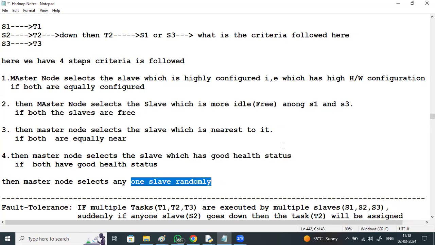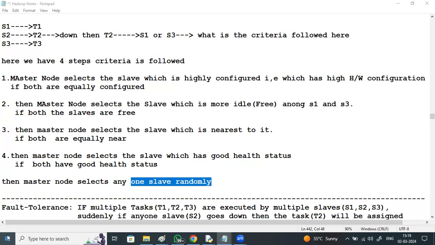So there could be a probability that it could be T2, T1 and T3 also, or T3, T2 or T1 also. If all four conditions are satisfied, then it selects randomly. So S1 could assign to S2, T2 and S2 could assign to T3 like that randomly. So the criteria followed is these four steps.